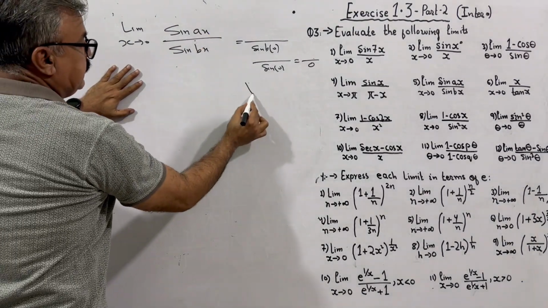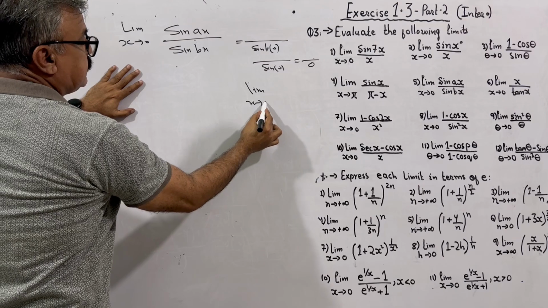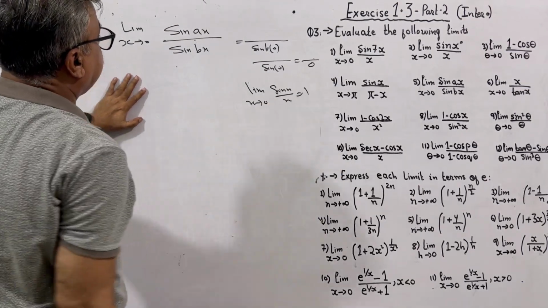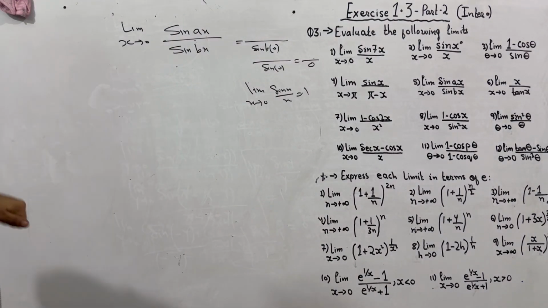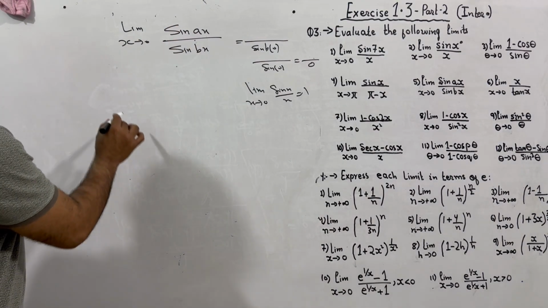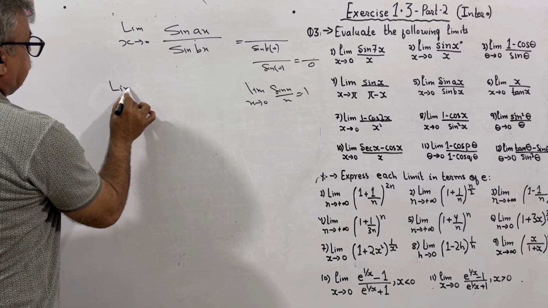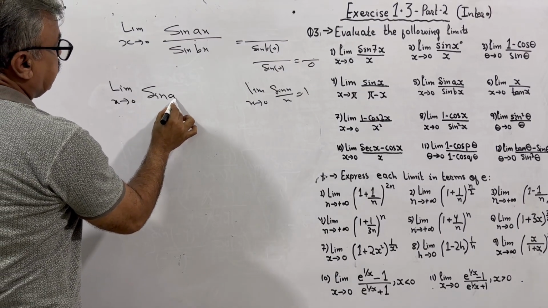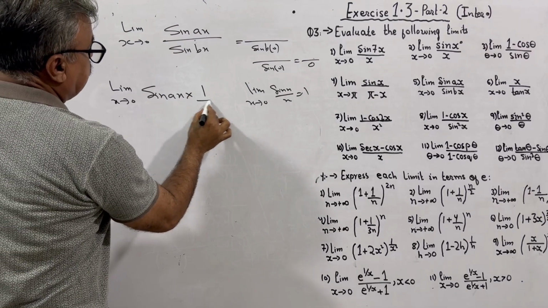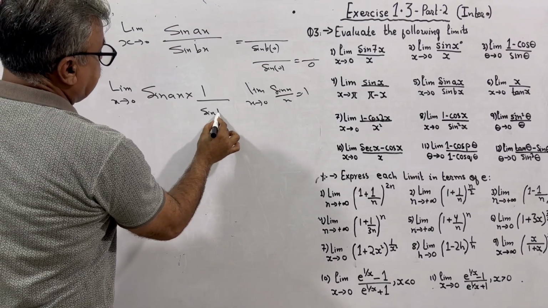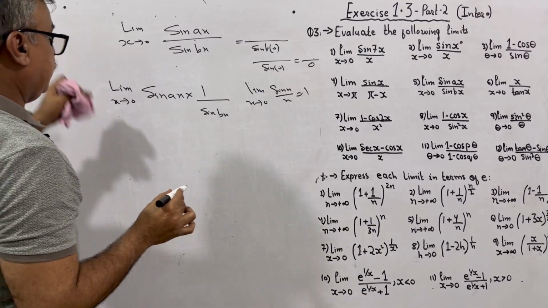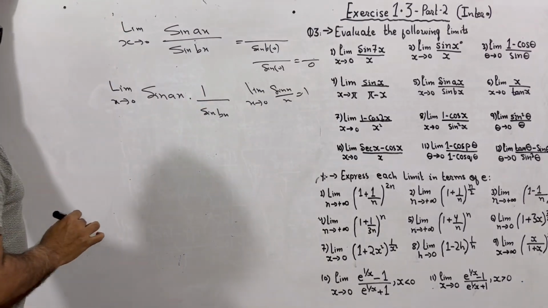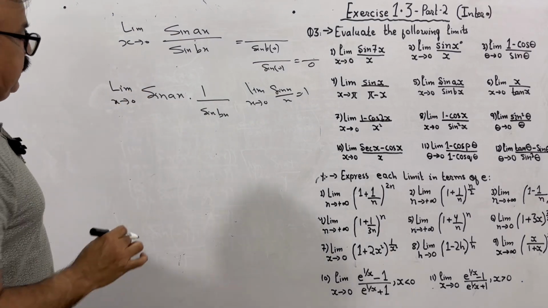Utilizing the same identity, limit x tends to 0, sin x over x is equal to 1. Here we have two functions, sin ax and sin bx. I can write this as limit x tends to 0 of sin ax times 1 over sin bx. Let me write a dot here for multiplication in order to not confuse x and multiplication.